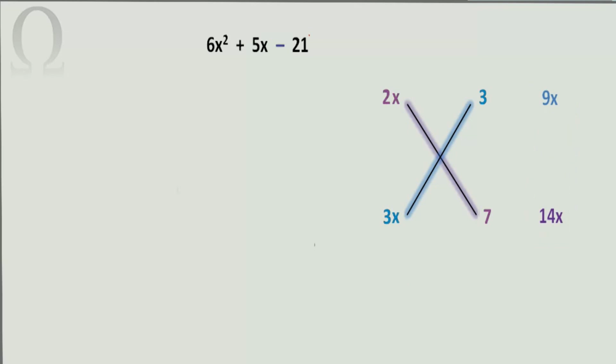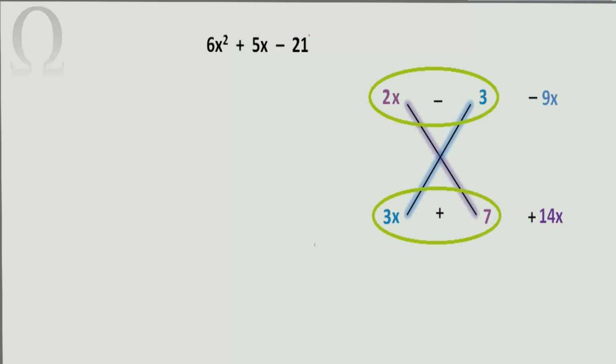Now that we have the correct factors, we will assign each of these factors a sign. Placing these signs between the arms of the cross, we have 2x minus 3 and 3x plus 7. The larger numerical value of the terms we obtain from the cross multiplication will get the same sign as that of the middle term of the quadratic. To do this, we look at the sign of the middle term. Since 14x is larger than 9x, 14x will get the same sign as that of the middle term of the quadratic. 14x thus gets a plus sign. And 9x gets the opposite sign, which is a minus.